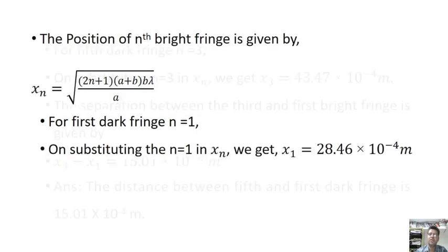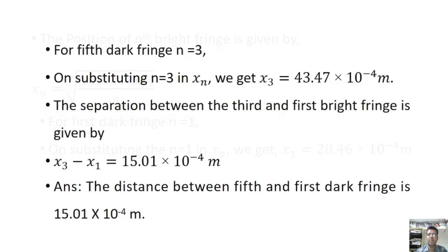Previously we got 28, and this one is 43. Then the separation between the third and first fringes, x3 minus x1, is equal to 15.01 × 10^-4 meter. So the distance between the third and first fringe is 15.01 × 10^-4 meter.